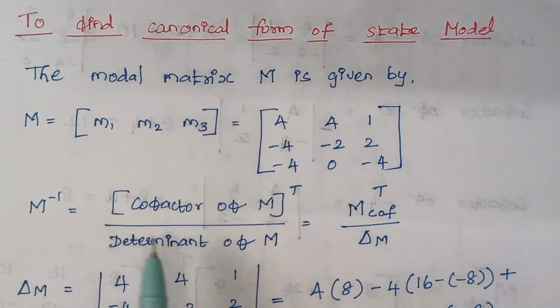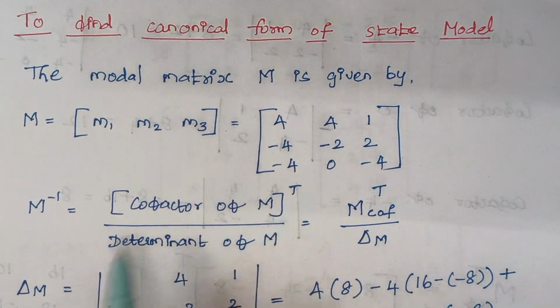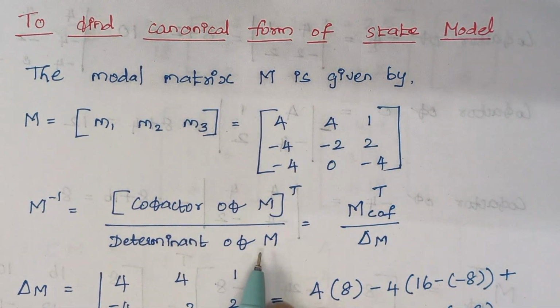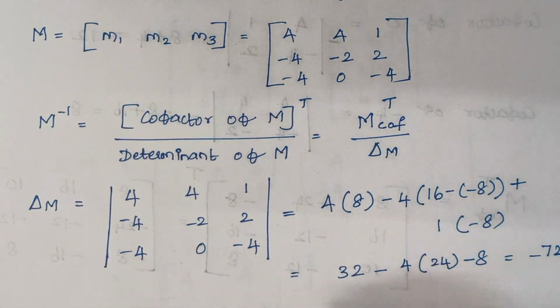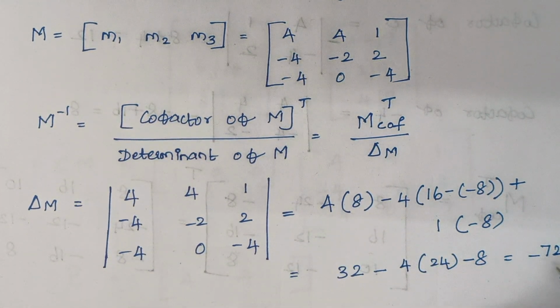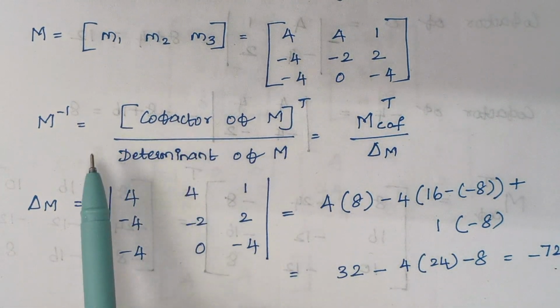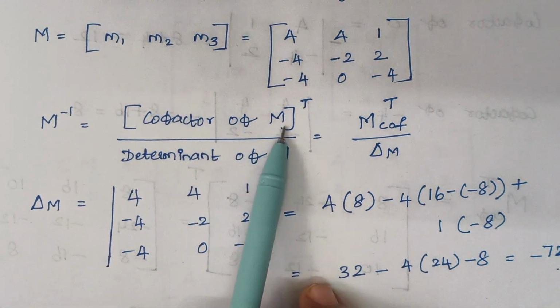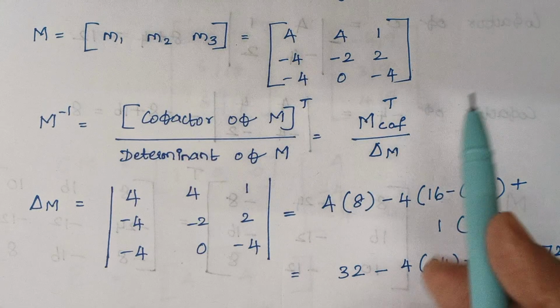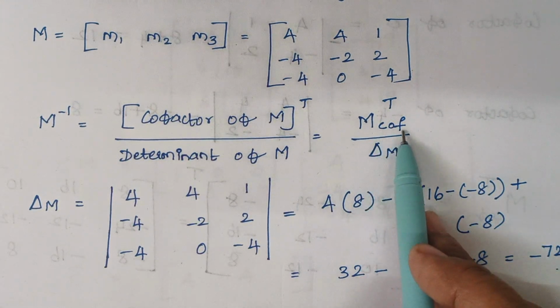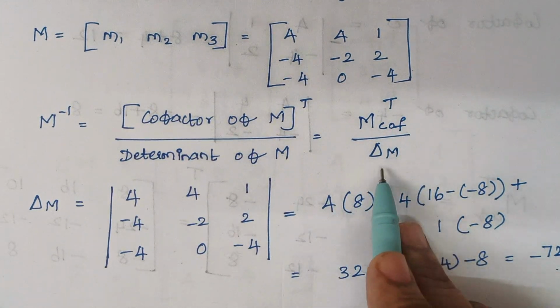So here M inverse is the cofactor of M transpose divided by the determinant of M. We know how to calculate the determinant of M, right? So here it is calculated, you see. The determinant of M value is minus 72. Now we are going to calculate the cofactor of M and we have to find the transpose of it, right? So that is given as M cofactor transpose divided by del M.